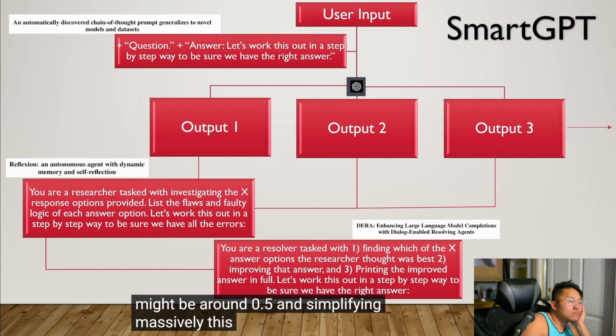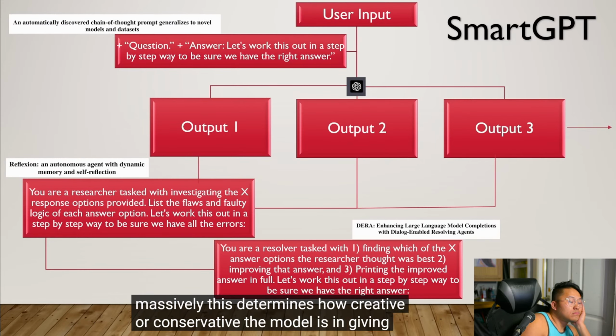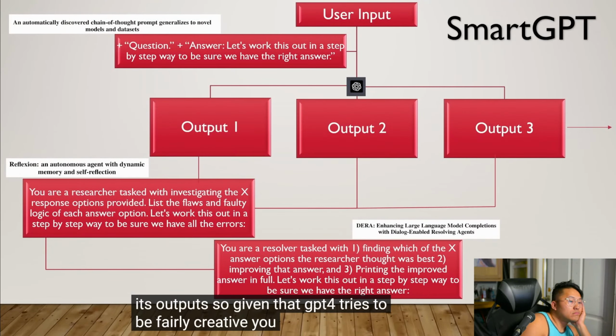And simplifying massively, this determines how creative or conservative the model is in giving its outputs. So given that GPT-4 tries to be fairly creative, you don't get the same output every time. The output is randomly sampled according to an internal probability distribution. So you can get situations, and I face this hundreds of times, where some of the outputs are correct and others are incorrect.